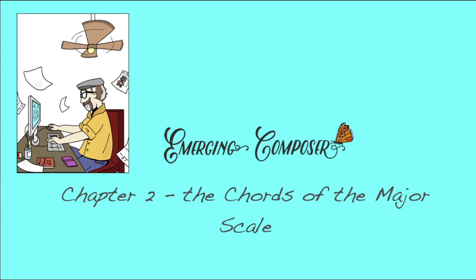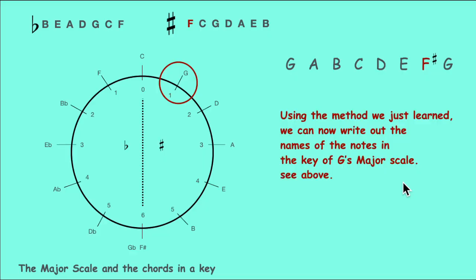All right, Chapter 2, the chords of the major scale. Using the method we just learned in Chapter 1, let's write out the names of the notes of the G major scale again, just like we did before. In fact, I would recommend that you draw the circle of fifths again, just to get used to drawing it. Eventually, it'll become second nature. It'll just be in your skull. You won't have to put it down on paper. But for the time being, as you're getting used to this, I would draw out the major scale in the circle of fifths as many times as possible, just to get it in your head.